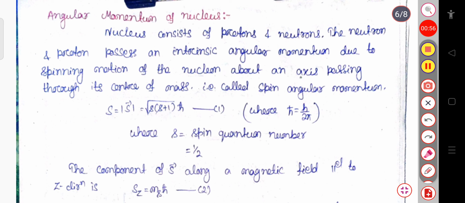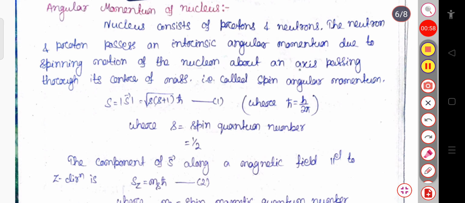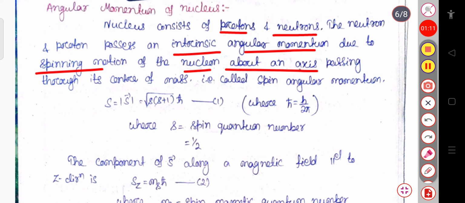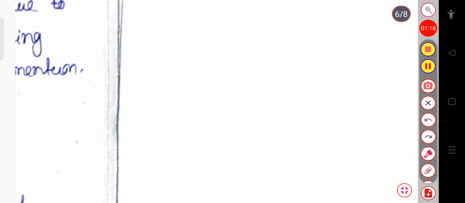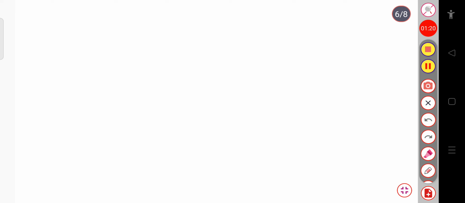Now let us see what is the angular momentum of the nucleus. The nucleus consists of protons as well as neutrons. So the neutron and proton possess an intrinsic angular momentum due to the spinning motion of the nucleon about an axis passing through its center of mass, and that is called the spin angular momentum. So it may be neutron or it may be proton.